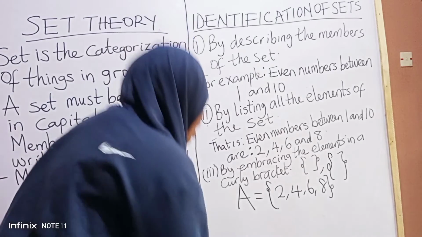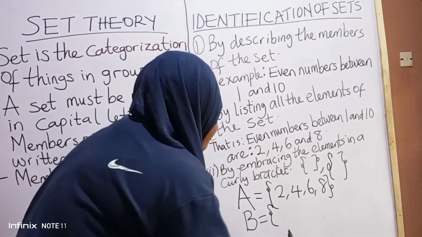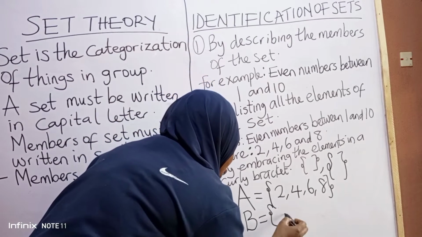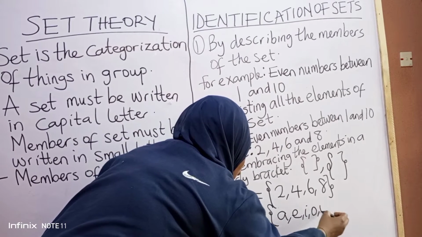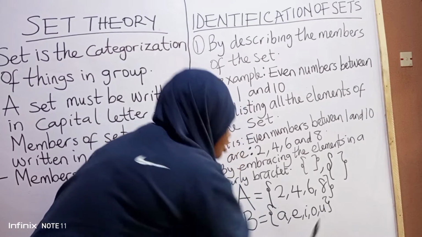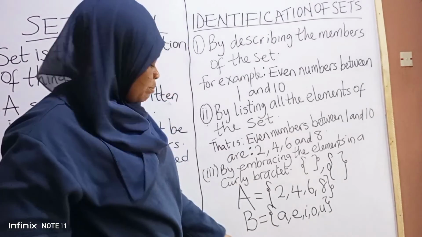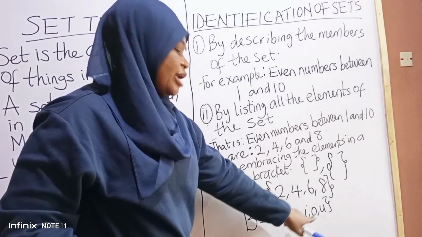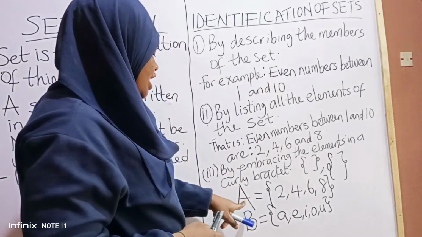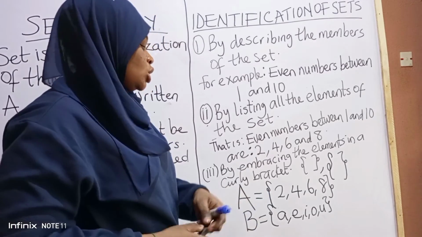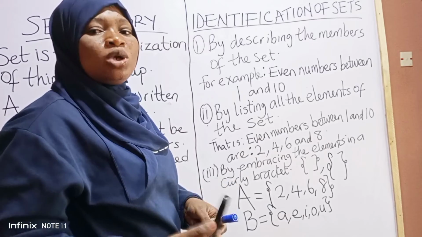Another example, if you have B, let's say I want to write vowels in the alphabet. So B will be a, e, i, o, u. So elements of a set must be written in small letters. The elements of set B are a, e, i, o, u, which are the vowels in the alphabet. And the elements in set A are 2, 4, 6, and 8, and they are the even numbers between 1 and 10.